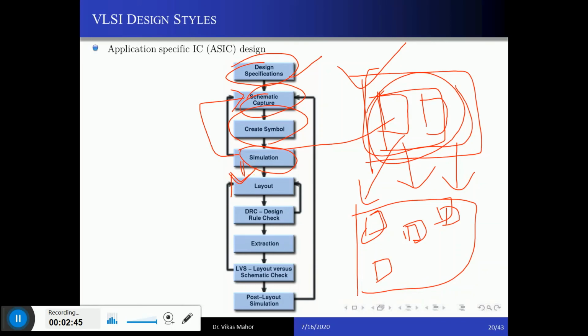What is the next step? Designing the layout. Now let us come to the layout phase. What is layout? Actually what happens when you design an IC, you have to fabricate an IC. Those transistors which I was talking about initially in my lecture, I was talking about those transistors.